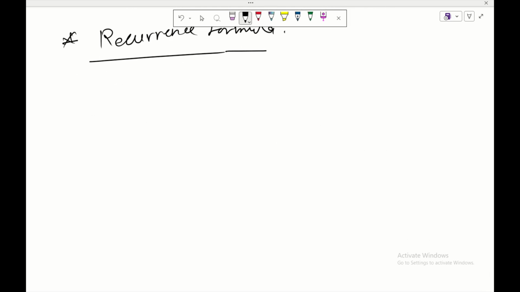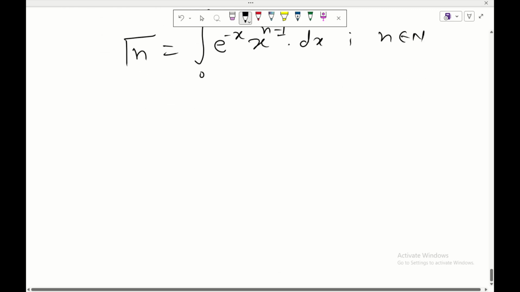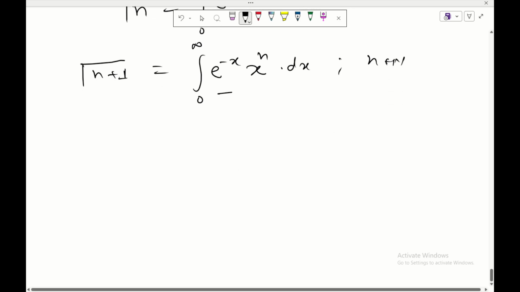So we will rewrite the above gamma function. What is our gamma function? Gamma n is nothing but integral 0 to infinity e to the power minus x, x to the power n minus 1 dx, where n belongs to natural numbers. Okay, so I will put n plus 1 in the place of n. What will I get? Integral 0 to infinity e to the power minus x, x to the power n plus 1 minus 1, that is n, dx. Okay, now we will apply integration by parts.